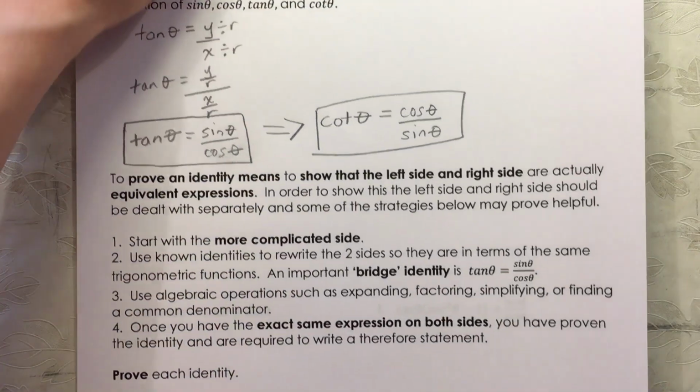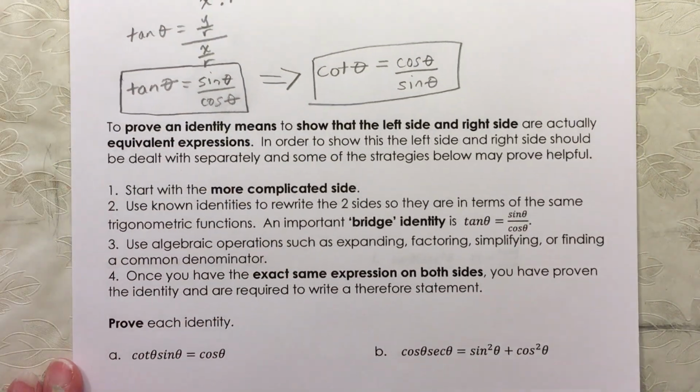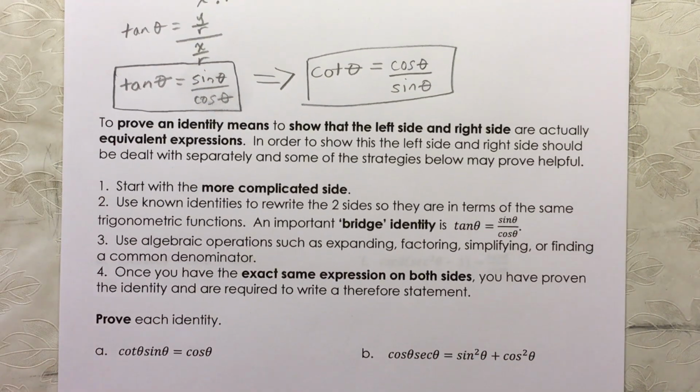All right, so those are your fundamental identities. So what do we do with the fundamental identities? Well, we use them to prove. When I was in school, we would be given a trig identity, and we'd be asked to prove whether this was another identity or not. To prove an identity means to show that the left side and right side are actually equivalent expressions. They're actually just different ways of writing the same thing.